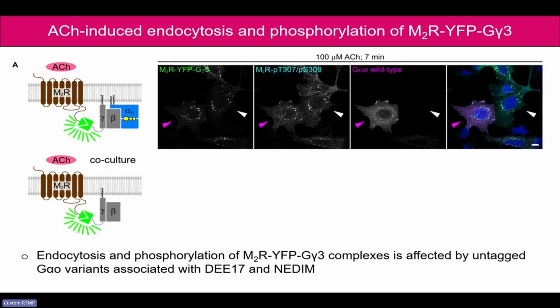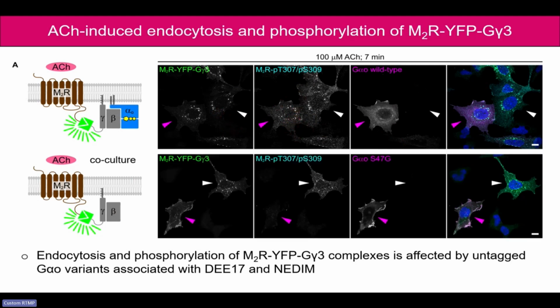And this is probably my favorite experiment because it's pretty nice. What we see here is the endocytosis of the complex. We see the signal of the antibody, so we see that the vesicles are phosphorylated. And the magenta arrowhead is pointing to the cell that expresses G-alpha, versus the white arrowheads, which point to cells that are not expressing G-alpha. So these cells do not express endogenous G-alpha. So exogenously expressed wild-type G-alpha seems not to affect the endocytosis and the phosphorylation of the receptor.